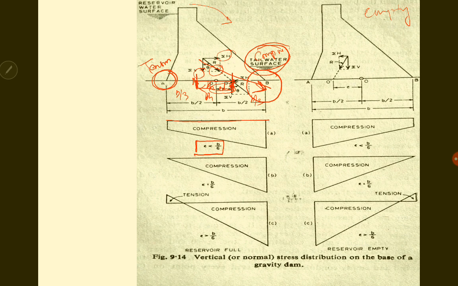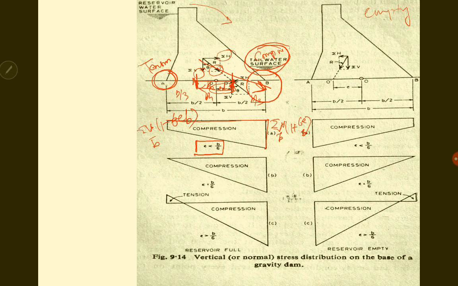Then we can see what the compression at the toe section will be. The compression at the toe section will be sigma V by B into 1 plus 6e by B. What will be the compression at the heel section? Sigma V by B into 1 minus 6e by B.